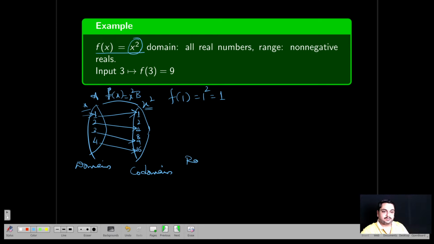What is the range? Range is the subset of codomain. Which elements are mapped in the codomain? 1, 4, 9, 16 are mapped from A. This is the range. This is the concept of function. So this is the rule and this is the relation.